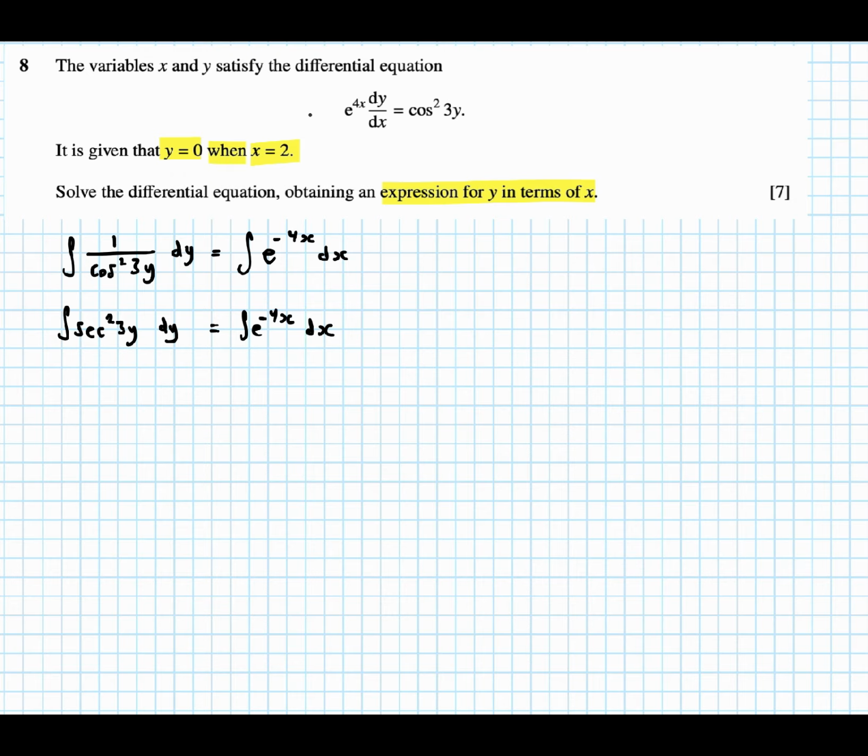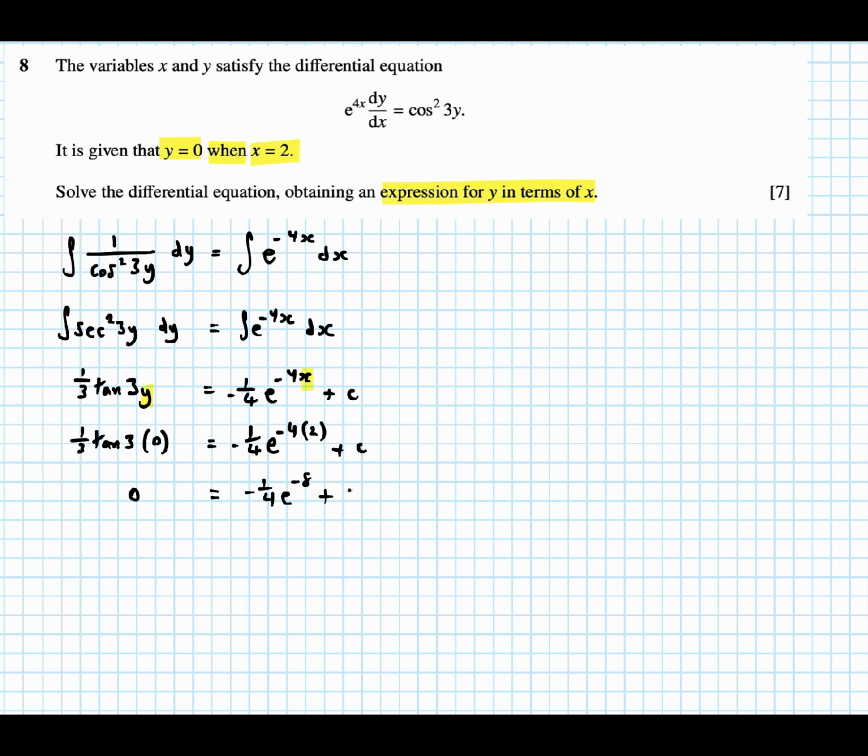So sec squared 3y is 1/3 tan 3y. And then minus 1 over 4 e to the minus 4x plus c for integration. So y is equal to 0 when x is equal to 2, plug it in. So we have our y values and x values to be plugged in. 1/3 tan 3 times 0 is going to be 0 anyway. So if that's the case, then 0 equals c minus 1/4 e to the minus 4 times 2.